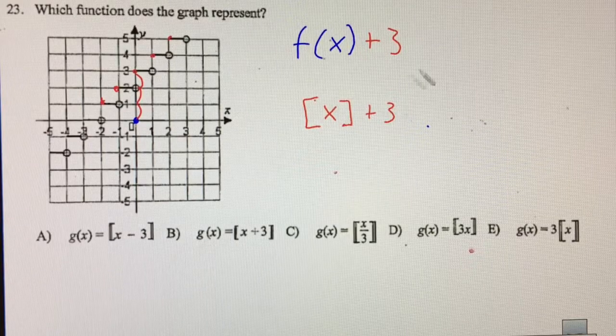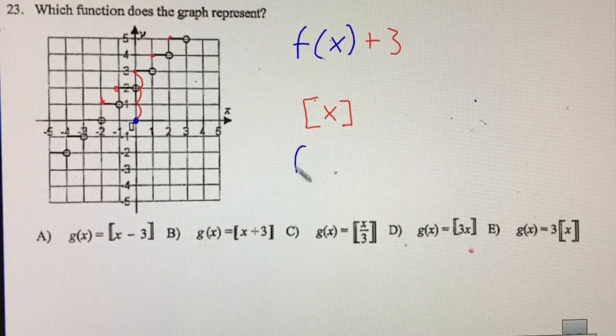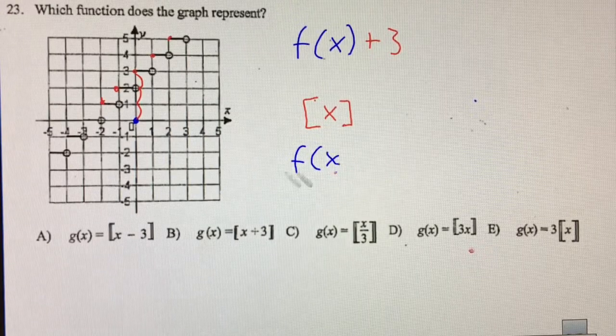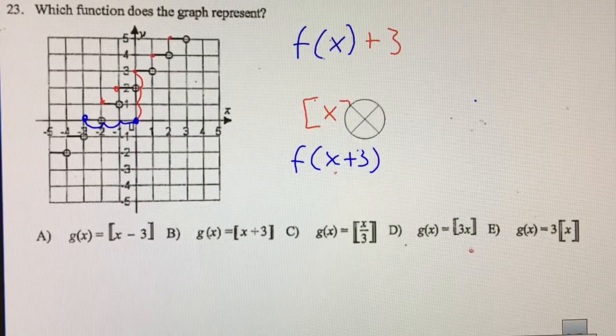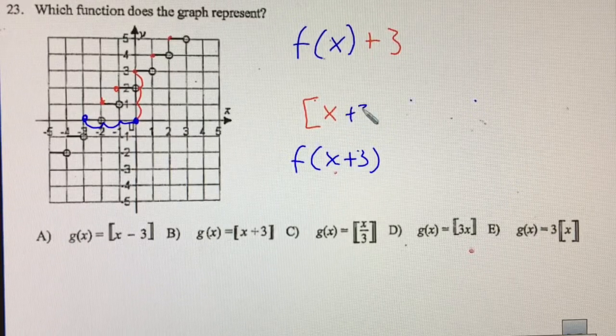So that can't be my idea. I'm going to try a different version of the greater integer function, f of x. Let's see which way it goes from the origin. It actually goes to the left. Now remember, if it's inside and it goes to the left, that would be a plus 3. It goes to the left, 1, 2, 3. So that means inside the grouping, it's going to be a plus 3. That would give me a greater integer function that had a plus 3 inside the grouping.